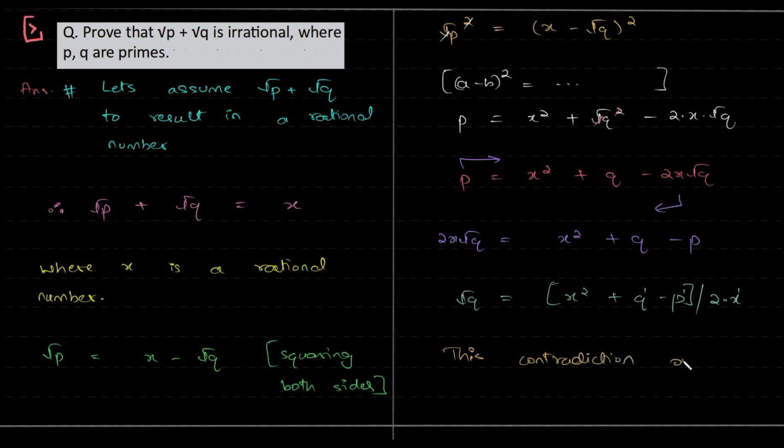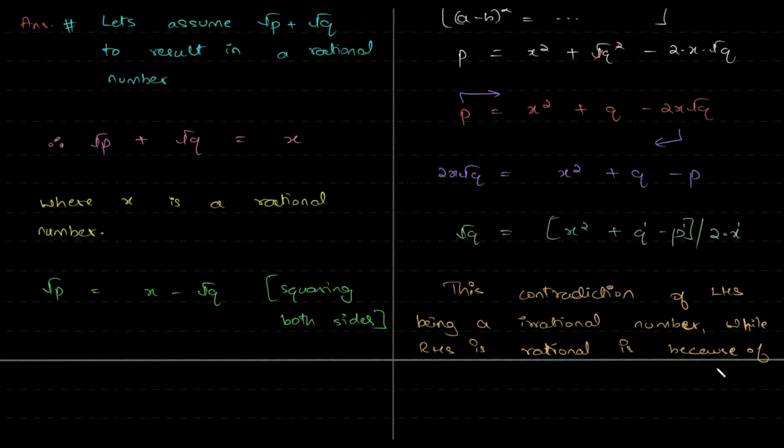What contradiction are we looking at? Of LHS being an irrational number while the right side is rational is because of a wrong assumption. Right, guys? This is an irrational number.